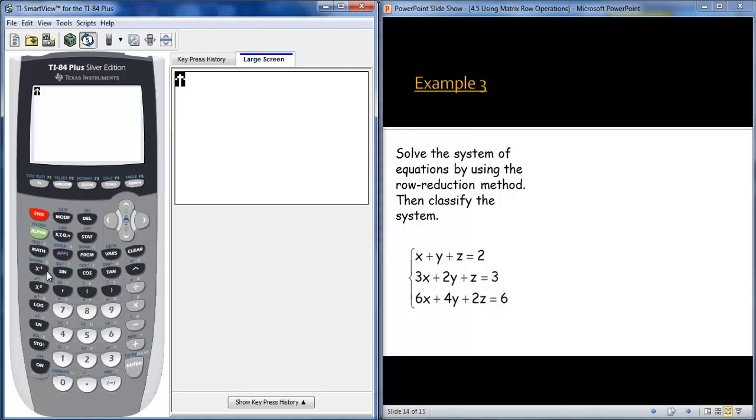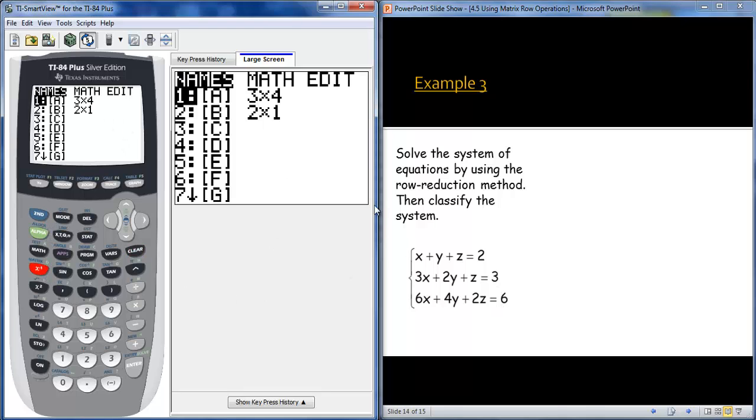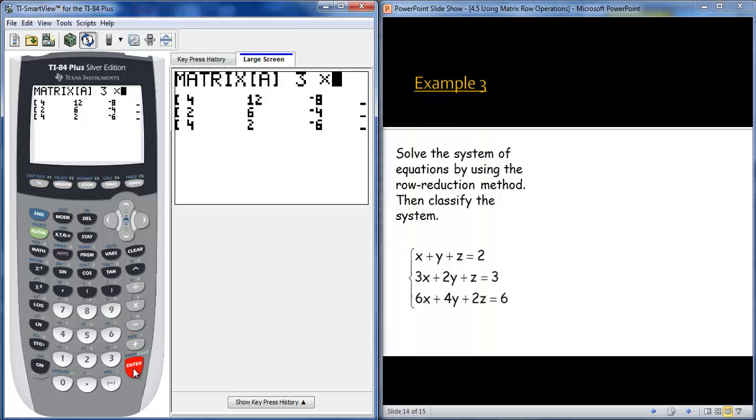So I'm going to go ahead and input this matrix. I already got a 3 by 4 set up, so I'm going to just overwrite the one that's in there. Enter, enter. Now I'm going to put in all my coefficients. So 1, 1, 1, and then 2, so that worked out nicely. And then I have 3, 2, 1, 3, and then I have 6, 4, 2, and 6.